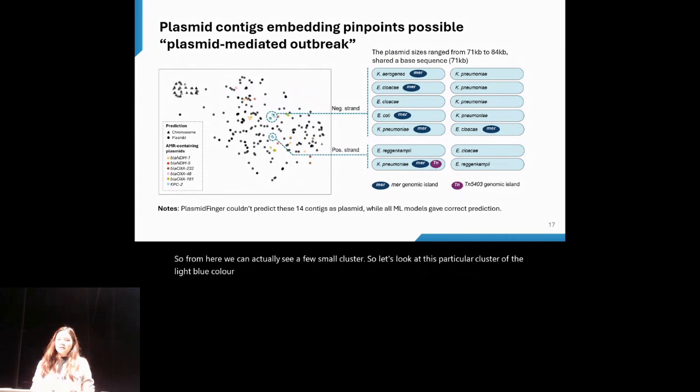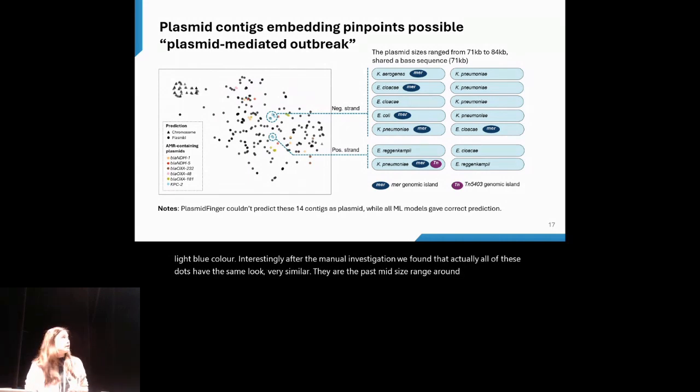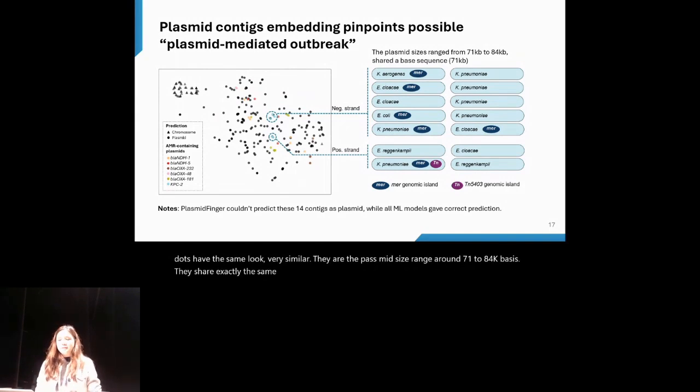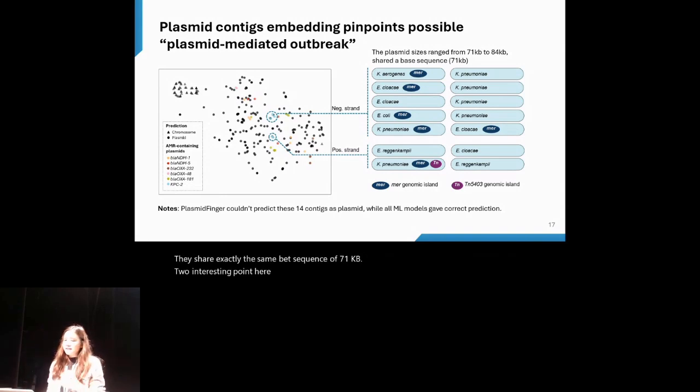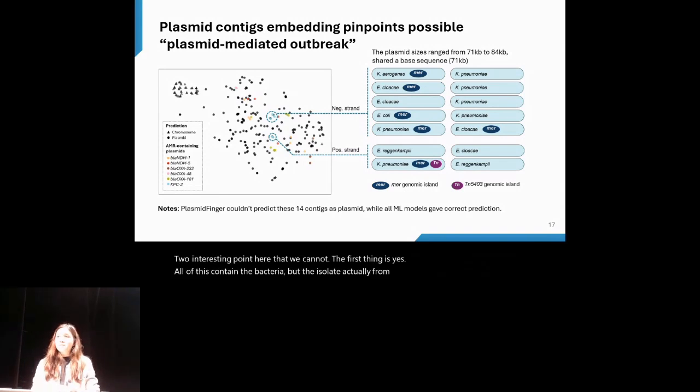Interestingly, after the manual investigation, we found that all of these dots look very similar. They are in the plasmid size range of around 71 to 84 kilobases. They share exactly the same base sequence of 71 kb. Two interesting points here that we can note. The first thing is, yes, all of these contain the plasmid, but the isolates are actually from different bacterial species.